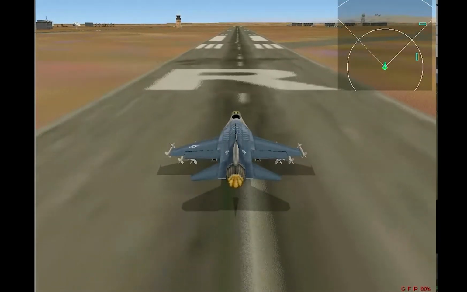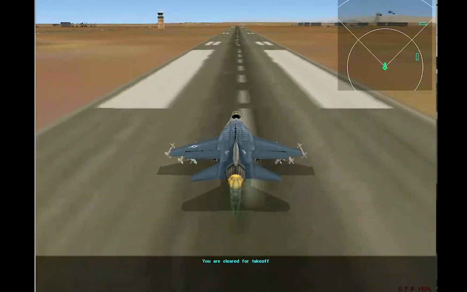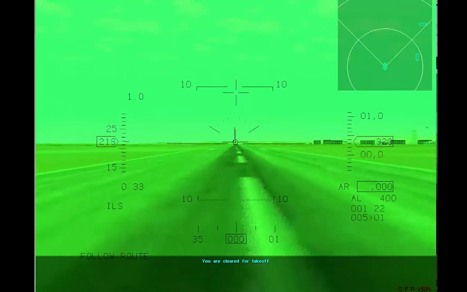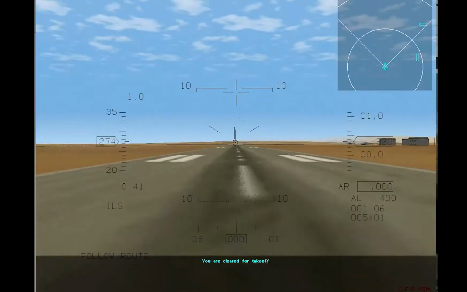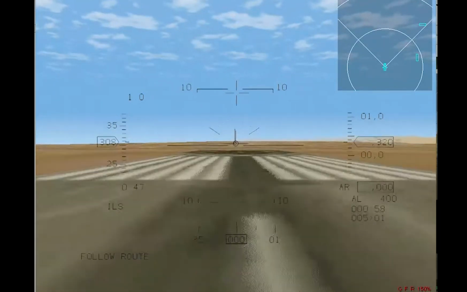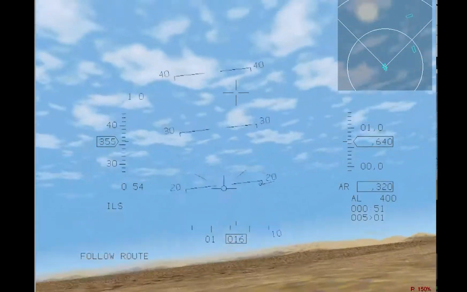Your next training mission will take you through a series of landings. Get up in the air and follow your steer points to the next runway. Gear up.